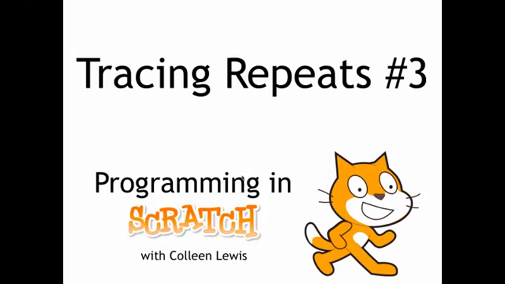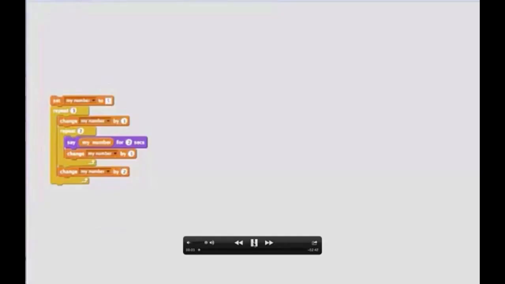Here we'll look at one of our trickiest examples yet, looking at tracing repeats and figuring out exactly what values the variable has and exactly what the cat will say. Here I'll keep track of the values of my number. I'll put a list at the top and put it horizontally this time to save space. I'll also keep track of the values that the cat's going to say under cat says.